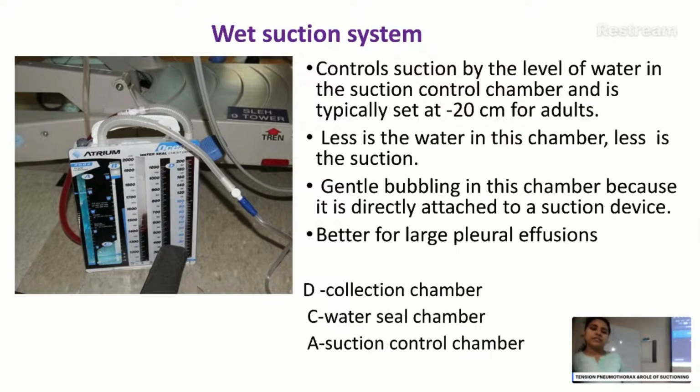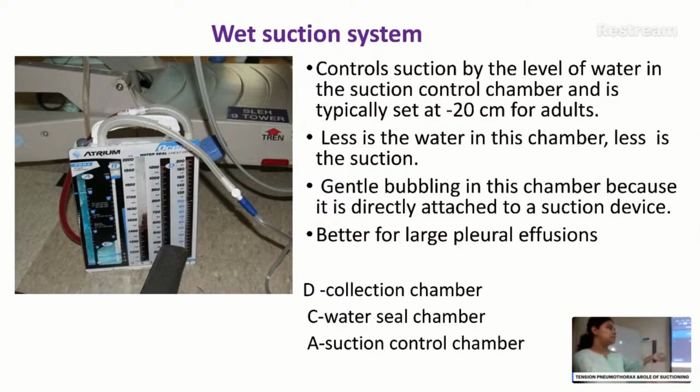Now, suction systems are generally of two types. We have a wet suction system. This is the picture of the wet suction system. It controls the suction by the level of water in the suction control chamber, and it is generally set at minus 20 centimeters for adults. Less water in the chamber means less suction.